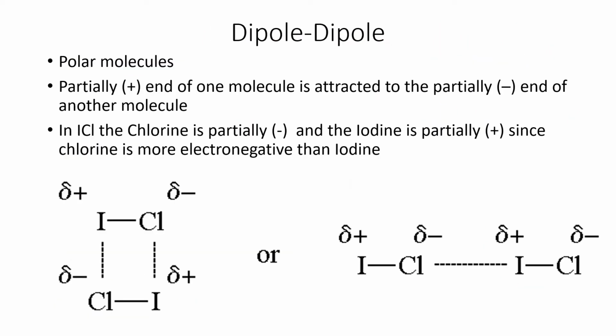Next type of intermolecular force we want to talk about is the dipole-dipole intermolecular force. And this is what you want to associate with polar molecules. When we think about a polar molecule, what are we thinking about? Well, we're thinking about the partial positive end of one molecule attracted to the partial negative end of another molecule. And the example we want to look at is ICl, iodine bonded to a chlorine. In this molecule, the chlorine is going to be partially negative and the iodine is partially positive.